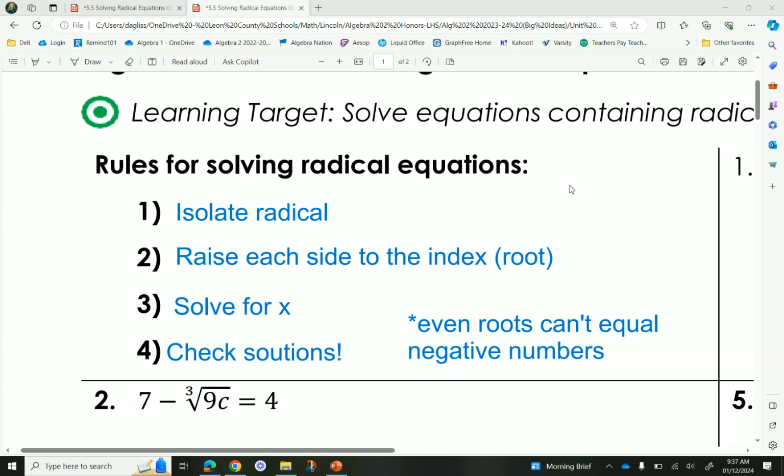This is a big deal when we have even roots, because they have their own set of rules. We can't square root or fourth root a negative number. So we need to plug our answer back in and make sure that doesn't happen. You're like, why would that happen? I solved and that was my answer. It's going to happen mostly when you get 2 answers.